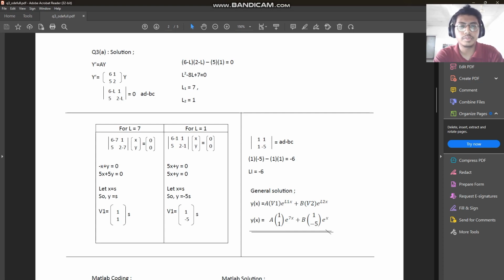So we use the same formula, which is AD minus BC. We get 1 times negative 5 minus 1 times 1. So we got minus 6. So the general solution is y(x) equals A matrix (1, 1) e^(7x) plus B matrix (1, negative 5) e^x. So this is the final solution of question 3a.